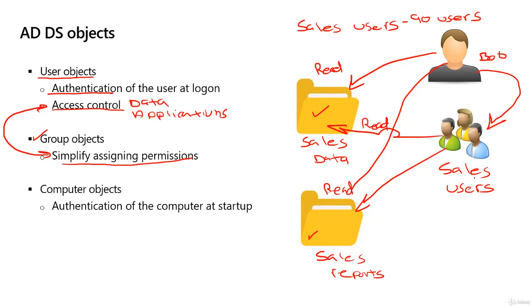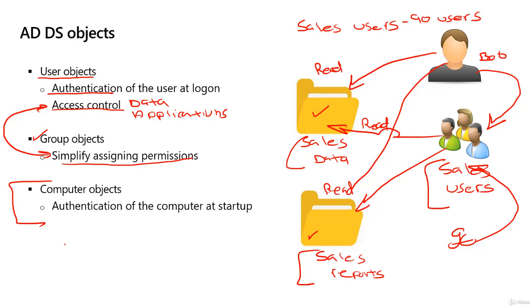Tomorrow, if I'm informed we've hired 5 new salespeople, all I need to do with my new salespeople is make them a member of the sales users group. As soon as I do that, they will automatically have access to all the resources that the sales users group has been assigned. So they're going to be able to access the sales data folder here and the sales reports just because they're a member of this group. Eliminates the need of me going to all these individual folders every time a user needs access. You create your groups. Groups get assigned permissions. Then you make users members of groups. So primary purpose, simplify assigning permissions.